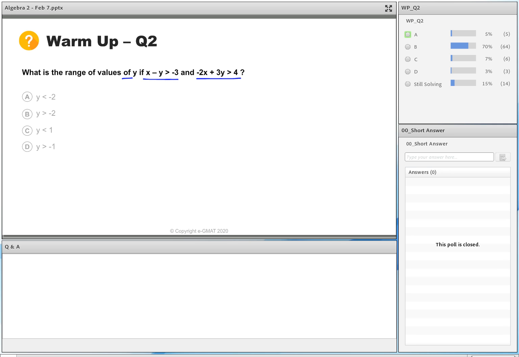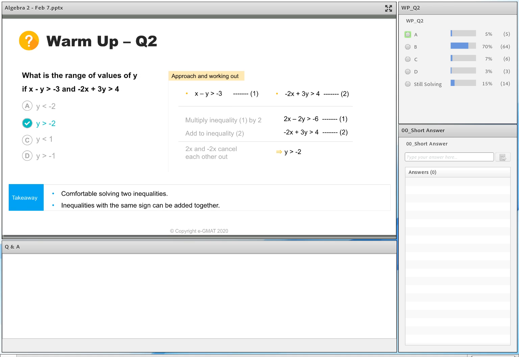So I have to eliminate x, right? Now, in the first inequality, I have x. In the second inequality, I have minus 2x. Now, to essentially eliminate x, since I have minus 2x in one inequality and only x in the other, I'll multiply the first inequality with 2. When I do that, I get the value of this first inequality as 2x minus 2y is greater than minus 6, right? The second inequality stands as it is, which is minus 2x plus 3y is greater than 4.